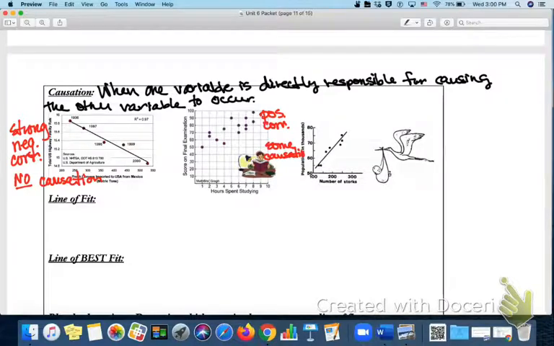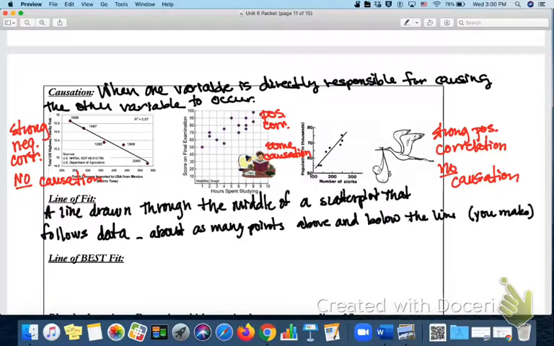The last one, the number of storks that there are in relationship to the population. It looks as though there is a positive correlation, but do storks really cause the population to increase? No. As much as you want to believe, the causation is incorrect. So there is a strong positive correlation, but there is no causation in this example.